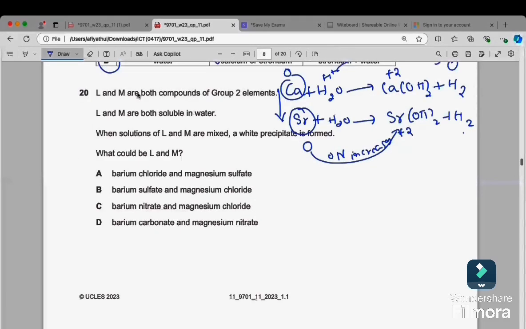So the question number 20. L and M are both compounds of the group 2 elements. L and M are both soluble in water. When solutions of L and M are mixed, a white precipitate is formed. What would be L and M?